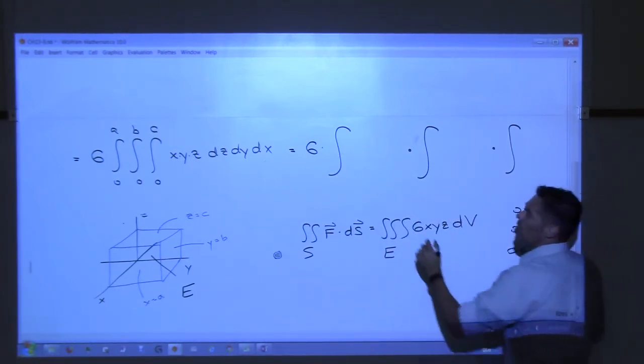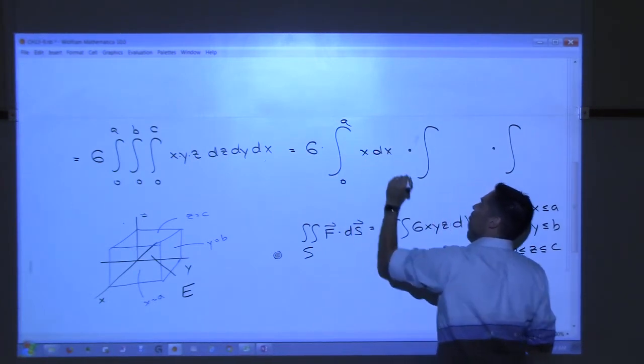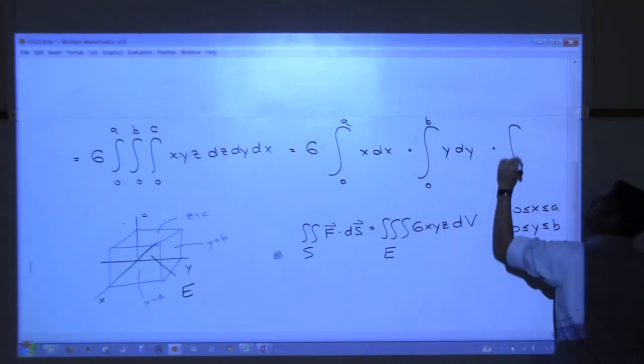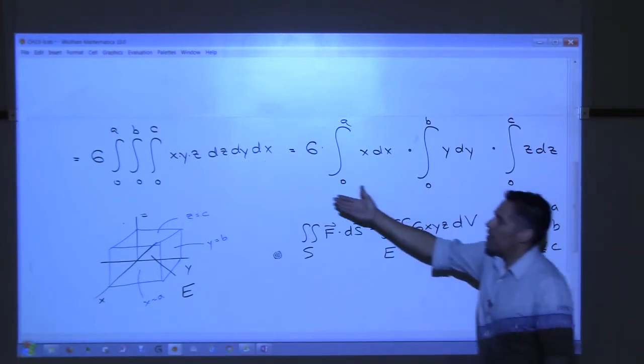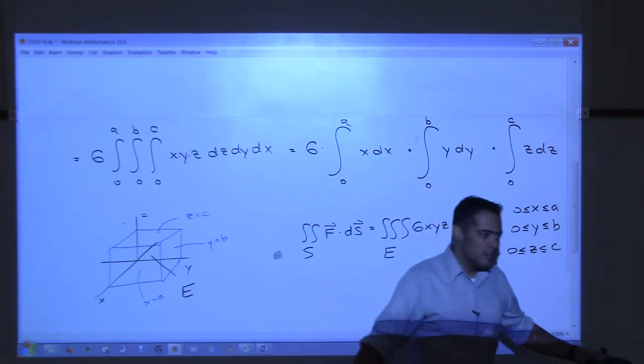My first integral will be from 0 to a of x dx. The next one, 0 to b, y dy. And then the last one, 0 to c, z dz. You could just go and integrate this with respect to z first and plug in, then y, then x. We'll get the same answer.